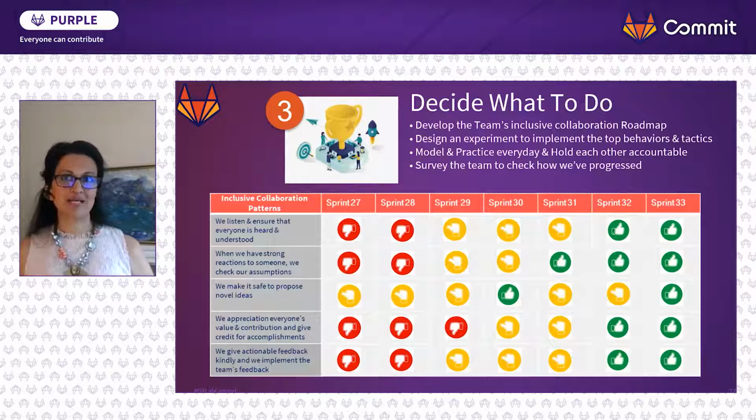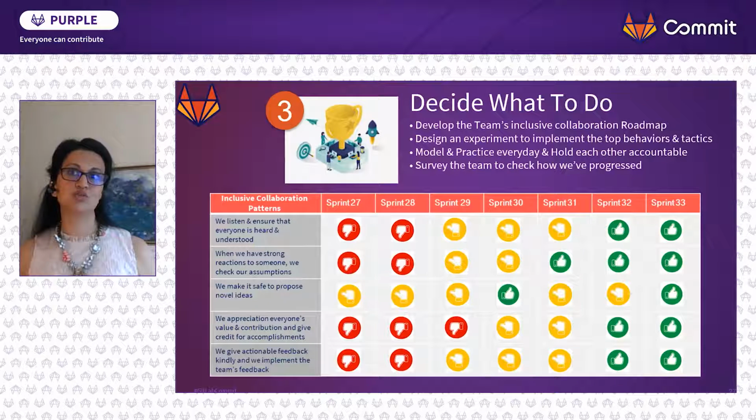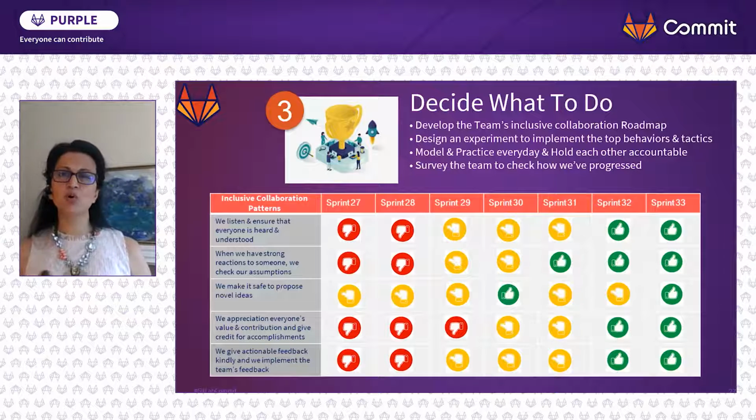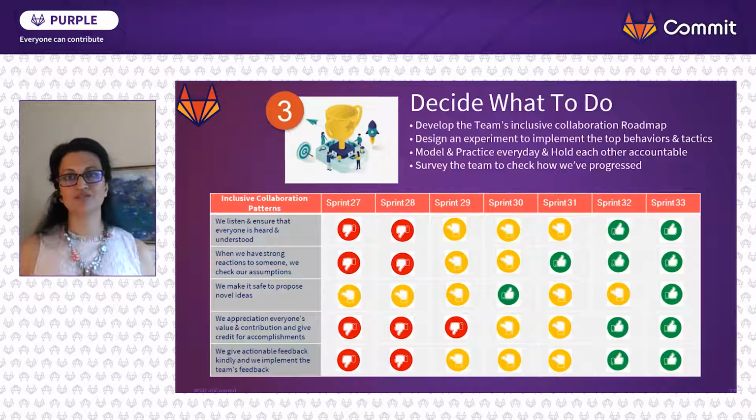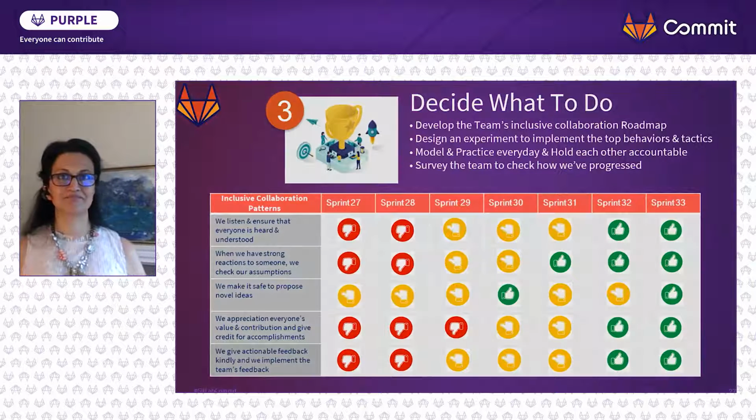During the retrospectives, the team discusses which behaviors they do well and which ones they need to focus on by voting with a thumbs up, thumbs down, or sideways. It's important to practice every day and hold everyone accountable because inclusion is not a one-time thing that happens once a year. It's a behavior that needs to be lived through daily interactions and decisions.